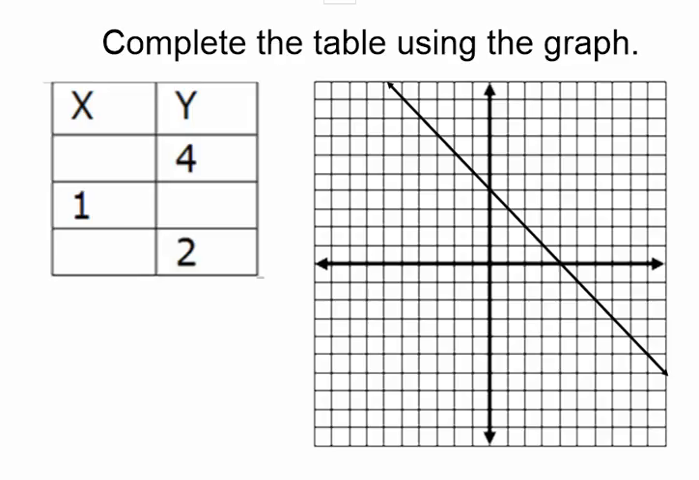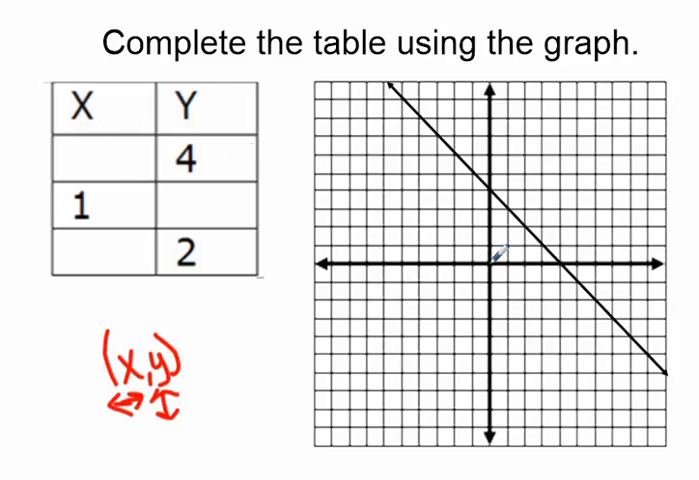In this example, we are asked to complete the table using the graph. So as we know, each point on this graph can be put into an x, y coordinate, where the x is our left to right movement from the origin and the y is our up and down movement from the origin. So when I'm looking at this first coordinate point here, we're missing our x value, but I do know the y value. So I'm going to go to where y is 4.